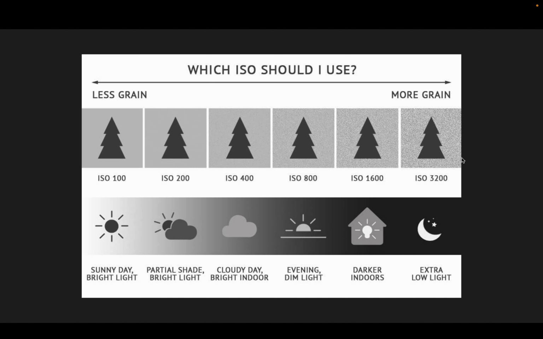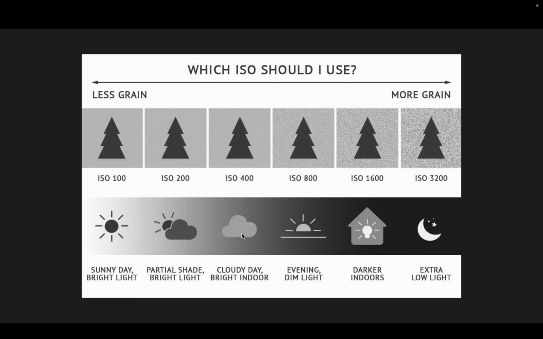So this is another little graph here: which ISO should I use? On a sunny day, in bright light, ISO 100 is usually recommended because you have the sun making up all that light for you. You don't need a lot of ISO. ISO is usually used in darker environments.